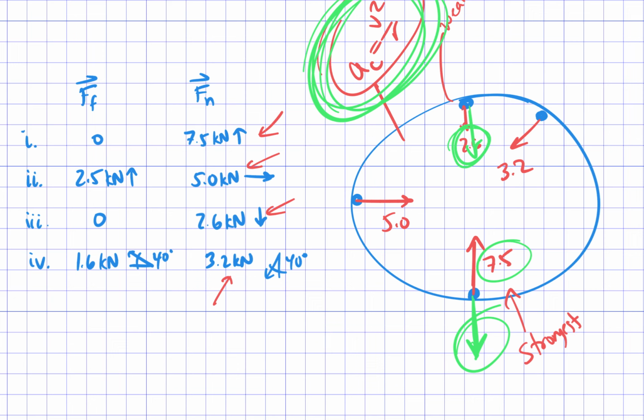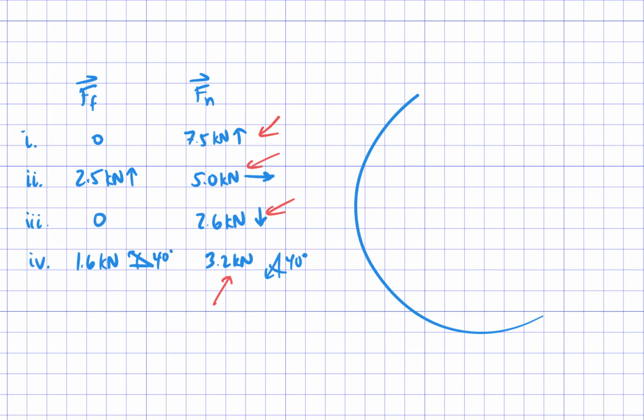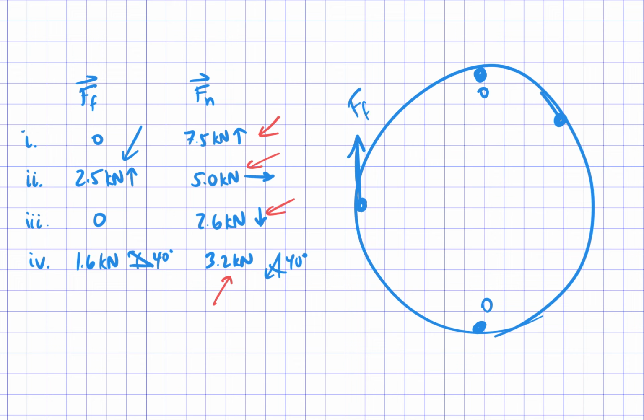Now the frictional force, on the other hand. Maybe we'll just erase it all. We've got a couple of locations around here that we care about, and let's consider the frictional force. The frictional force is 0 here, and it is 0 here. On the way up, we notice the frictional force is upwards. And on the way down, the frictional force is backwards.